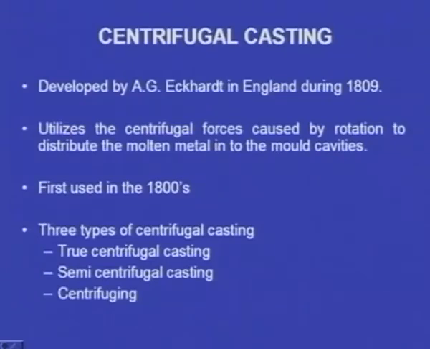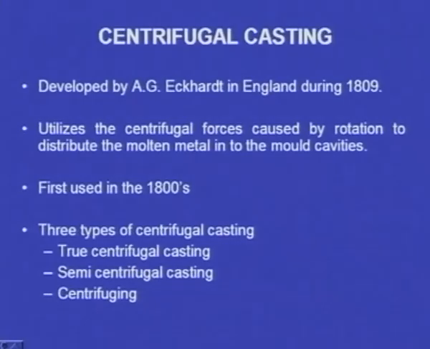In the case of the pressure die casting, the molten metal flows into the cavity by virtue of the external pressure that we apply. Here the molten metal occupies the cavity by virtue of the centrifugal force. We cause centrifugal force on the molten metal. The molten metal goes because of the centrifugal force and it occupies the mold cavity. So this is the principle of the centrifugal casting. This was first used in the 1800s.